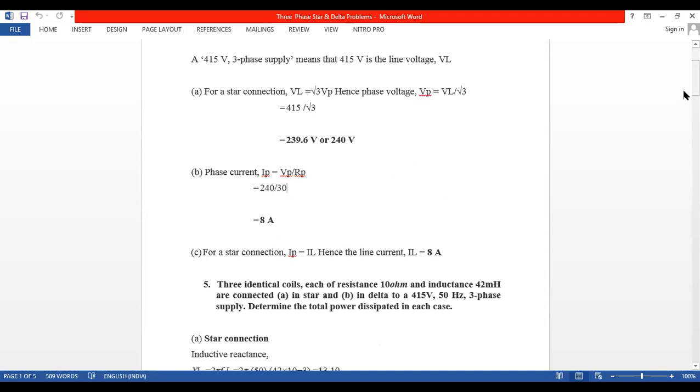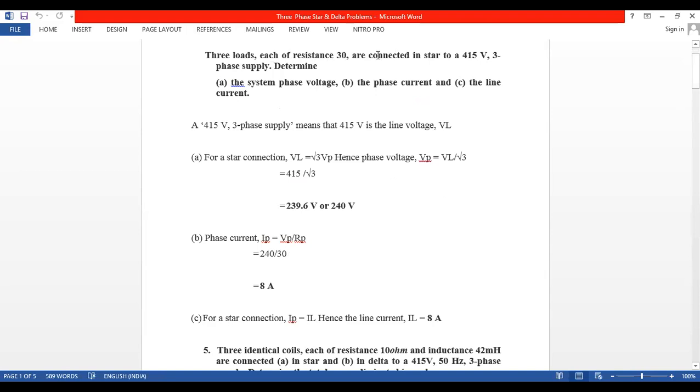But in this problem, you tell me, is any reactance given? No. Therefore, we write here V by R, Vp by Rp. You can use any indication. You can write phase current equals phase voltage by impedance. Since impedance is not there, only resistance, which is 30. This is important. Now, after calculating phase voltage and phase current, then use the star connection.